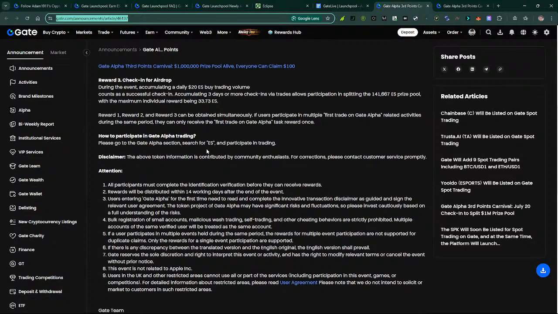And attention, so all participants must complete the identification verification before they can receive rewards. The rewards will be distributed within 14 working days, and after the end of the event. Okay, so you have to wait at least 14 days to get the reward. Okay, that is a hassle. And the users entering Gate Alpha for the first time need to read and complete the innovative transaction disclaimer as guided and sign the user agreement.